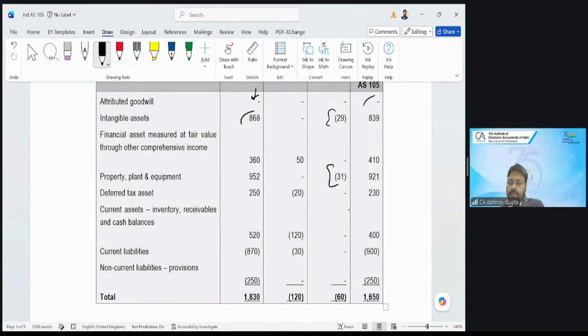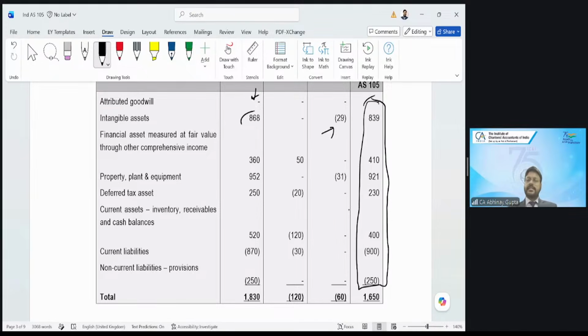So 60 is the impairment loss calculated, which is now again allocated in the ratio of 952 and 868, right? So 868 divided by 868 plus 952, right? That's how this 29 has been calculated and applied. And these are finally the revised balances as at 31st March 2002.